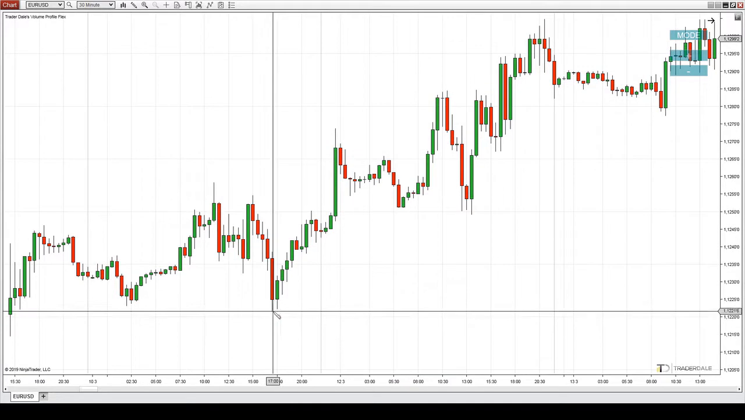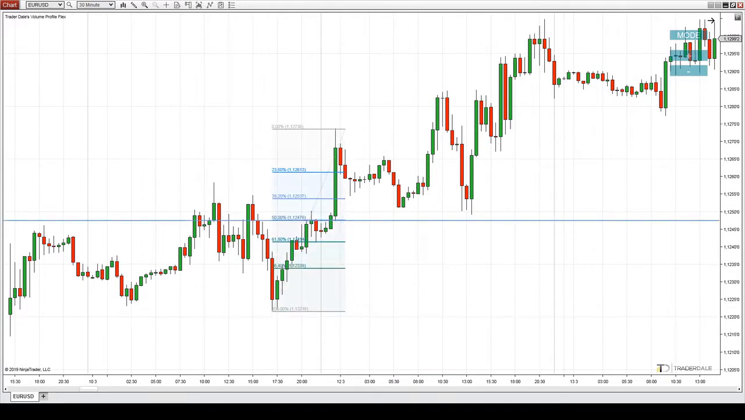Let me check in here. Unfortunately, the price didn't make it to the 50%, so this would be the A, this would be the B. And I wanted to have C here, but the price turned a bit before it, so in this case, the ABCD setup would be invalid, all right?